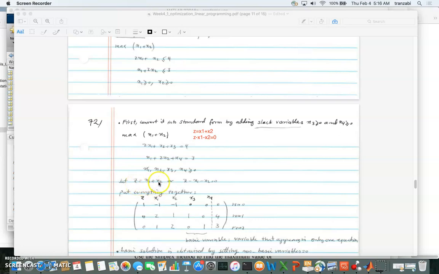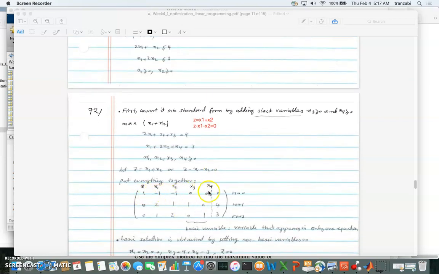Now I'm going to move these two variables to the left side, and now I have z minus x1 minus x2 equal to 0. So I converted my objective function to an equality again. Now I have a bunch of equalities. I can put them into a matrix form like the following.